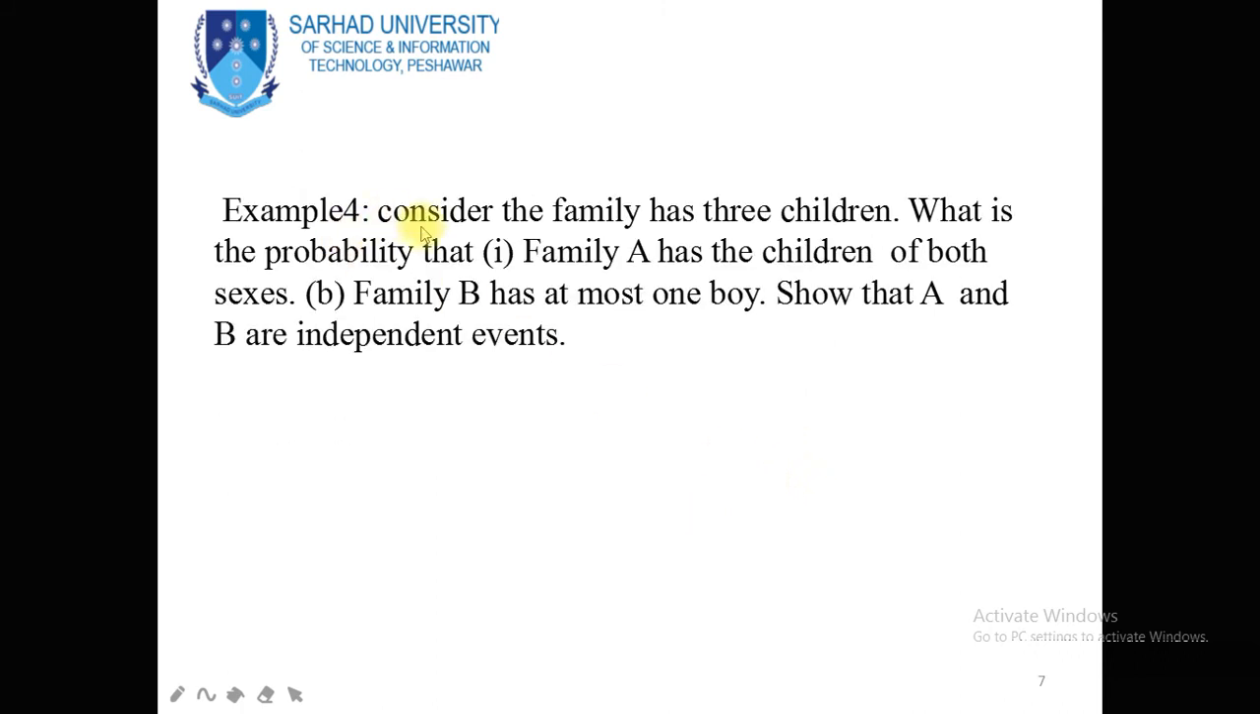Now another example, consider the family has 3 children. What is the probability that, number 1, family A has the children of both sexes, and B part, family B has at most one boy, and to show that A and B are independent events.